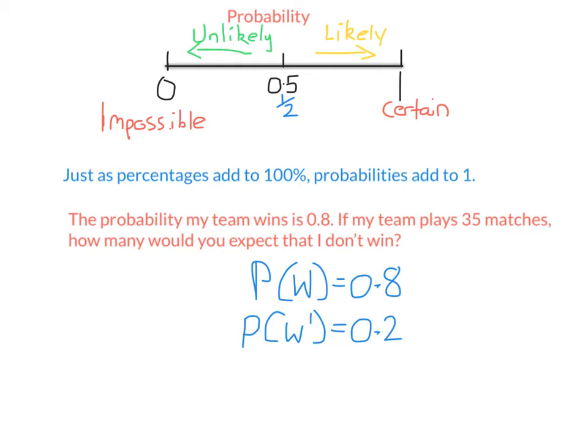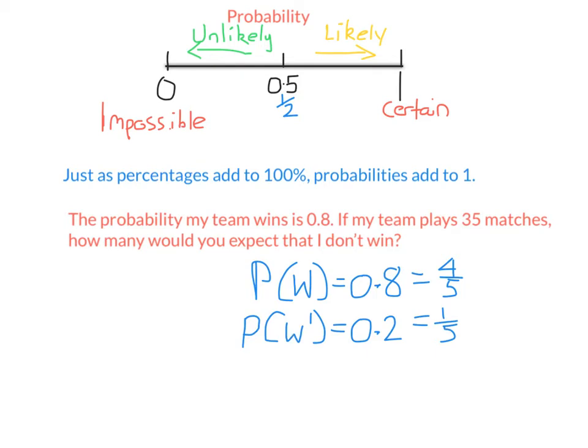So what does this actually mean? When we give a probability to an event, we're finding the proportion or fraction of times we expect something to happen. So 0.8 is the same as 4 over 5, and 0.2 is the same as 1 over 5. So if the probability that my team wins is 4 over 5, that's saying if we play heaps of games, we expect to win 4 in every 5 games. We expect to win 4/5 of the time, so we expect that we won't win 1/5 of the time.